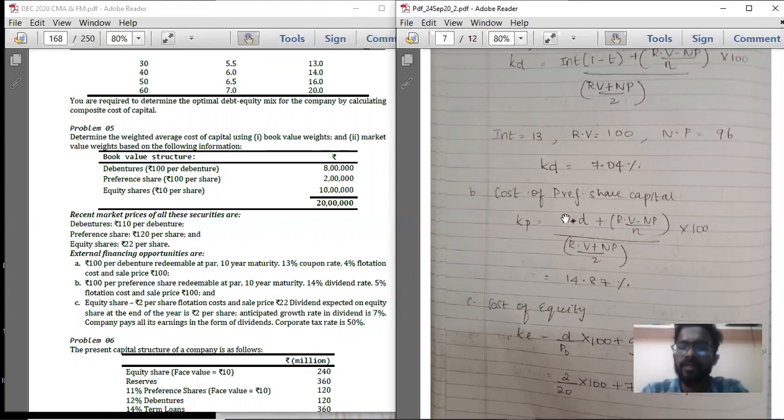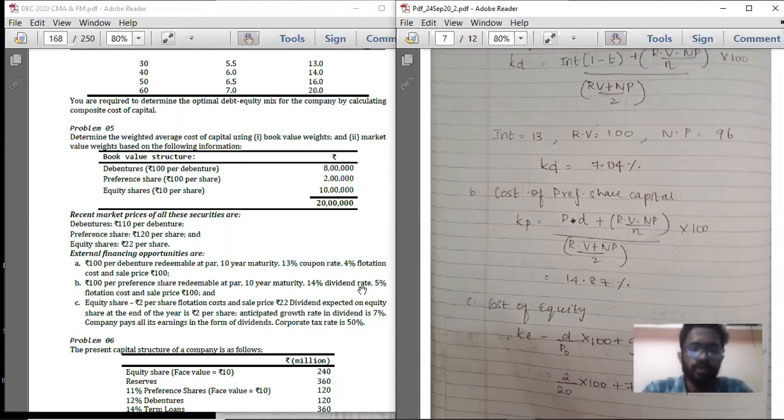So below that record KP is equal to PD plus, open a bracket, redemption value minus net profits divided by N, close the bracket, whole divided by, open a bracket, redemption value plus net profits divided by 2, close the bracket, into 100.